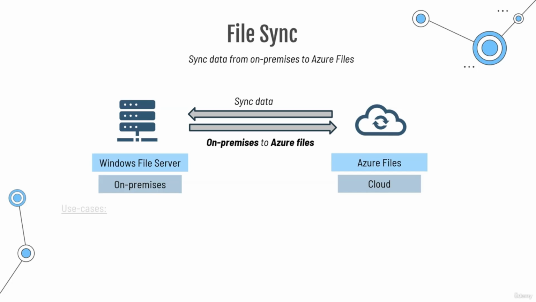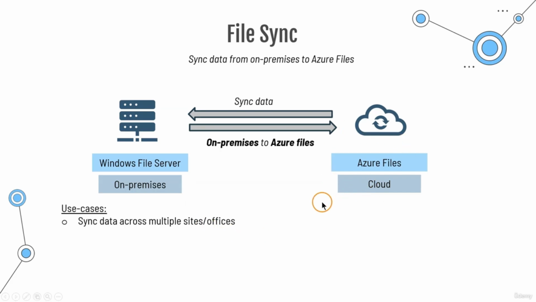There can be multiple use cases for this. One could be that we have multiple offices and there are multiple Windows file servers, and we want to sync the data across these different offices and physical locations. We can do this by syncing the data to Azure Files and then back to all of the offices. Like this, we can keep the data consistent across multiple locations, and it will be completely synced by using the cloud.